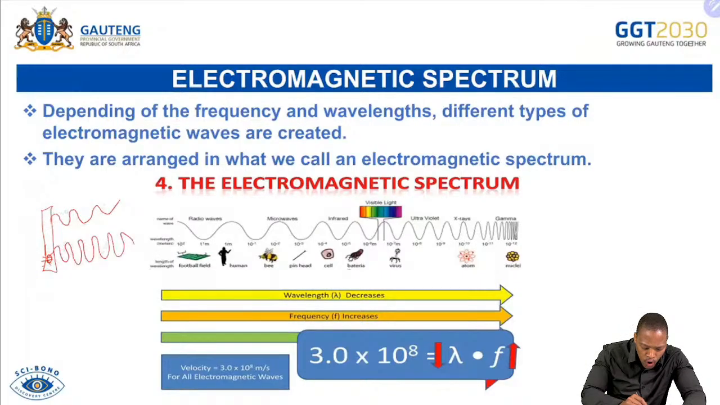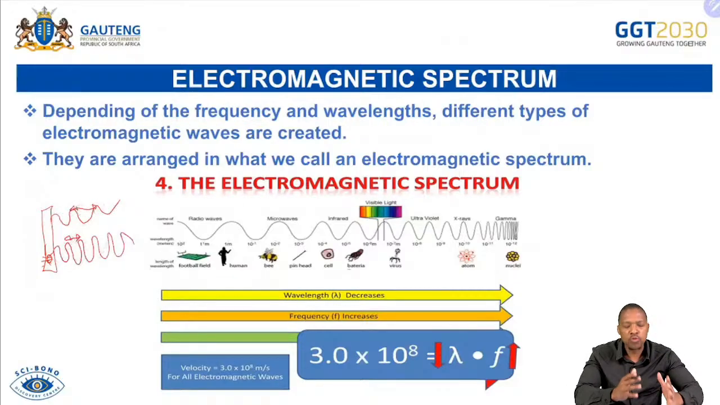This wave here has a longer wavelength. This wave here has a shorter wavelength. If you remember our wavelength, this one has a longer wavelength because of its smaller frequency, while this one has a shorter wavelength because it has a what? It has a higher frequency. So depending on how fast the particles are vibrating, we will have different types of electromagnetic waves.